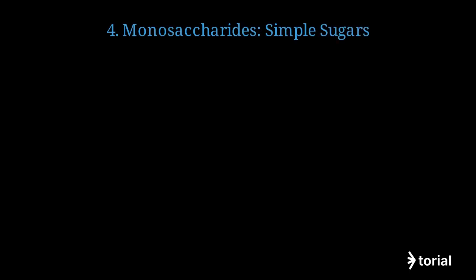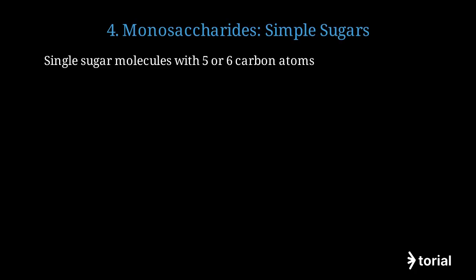Monosaccharides are the simplest carbohydrates. Monosaccharides are single sugar molecules containing either 5 carbons, called pentoses, or 6 carbons, called hexoses. Here's glucose, a hexose sugar with 6 carbon atoms arranged in a ring structure, the most important energy source for cells.